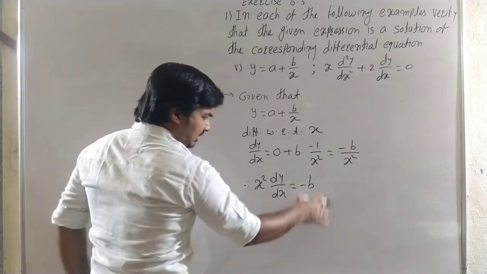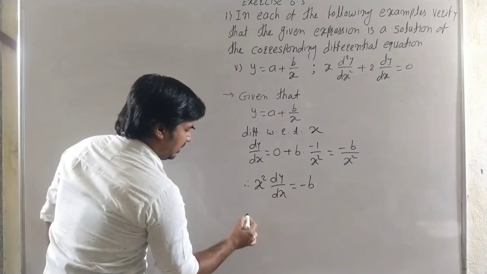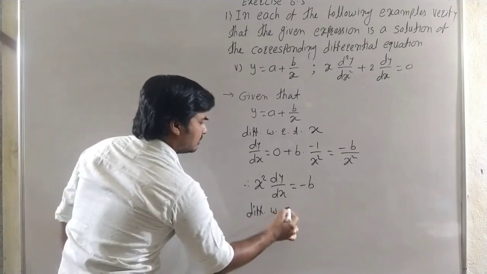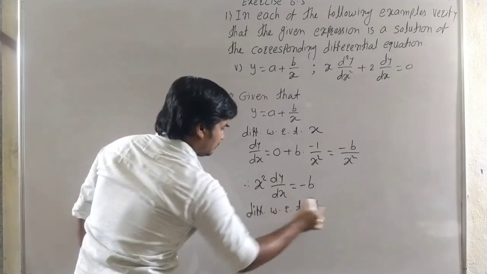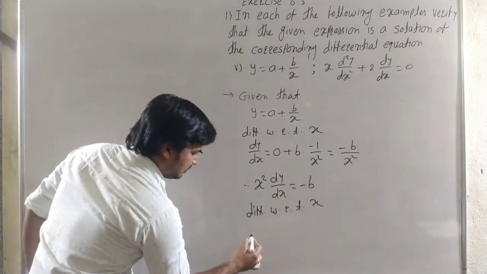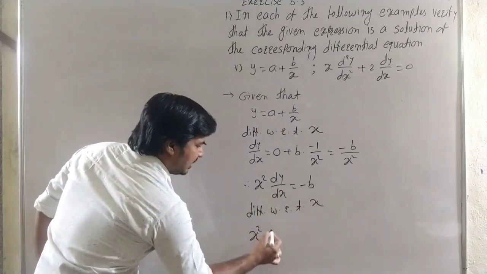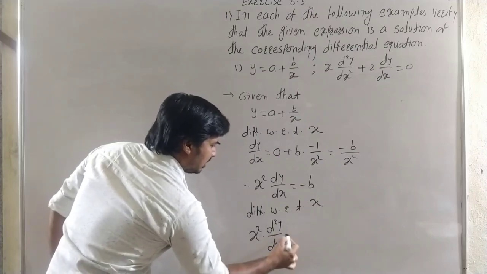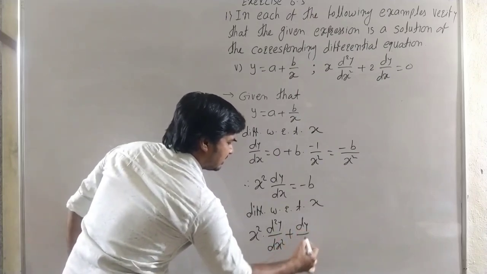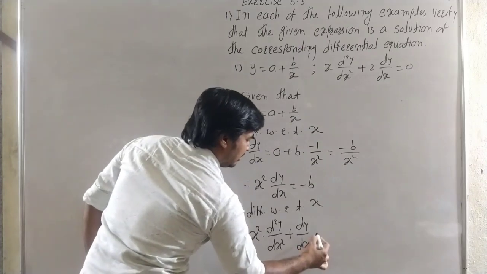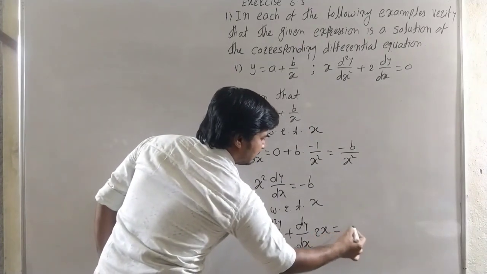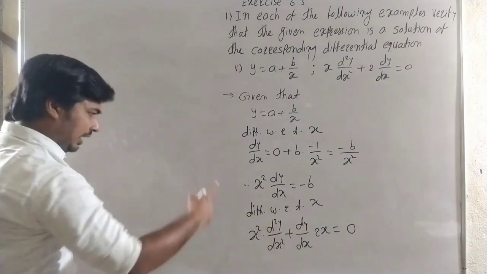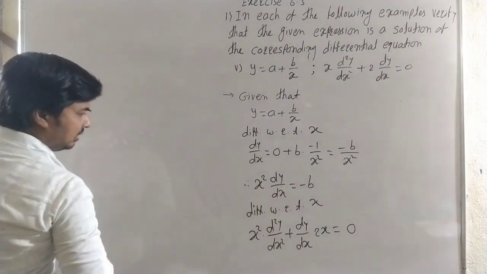Again differentiate, then this arbitrary constant gets cancelled. Differentiate with respect to x. First function and its second function: first as it is into derivative of the second function, plus second as it is into derivative of the first function, that is derivative of x square, which is 2x, and it is 0. Now we take x common and then take it to the RHS.